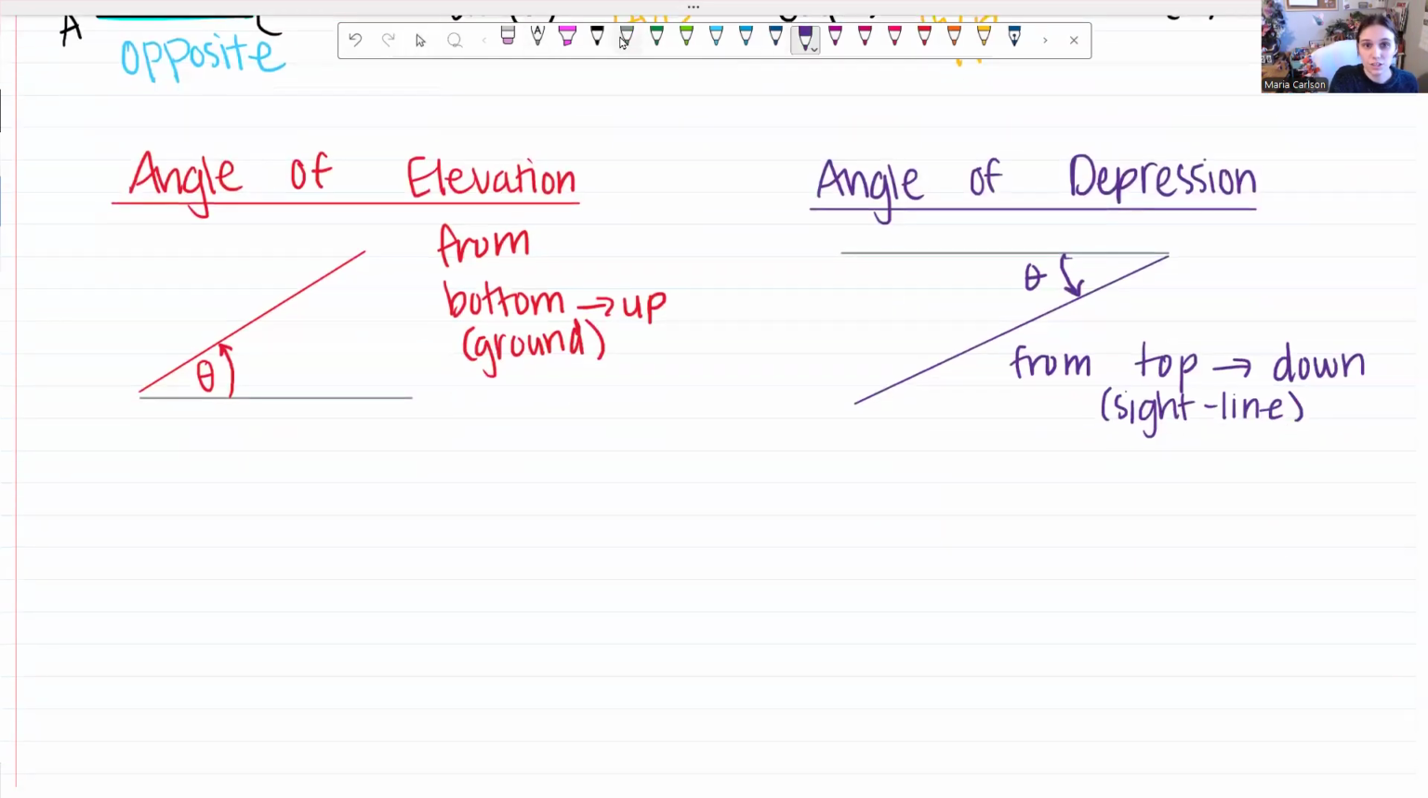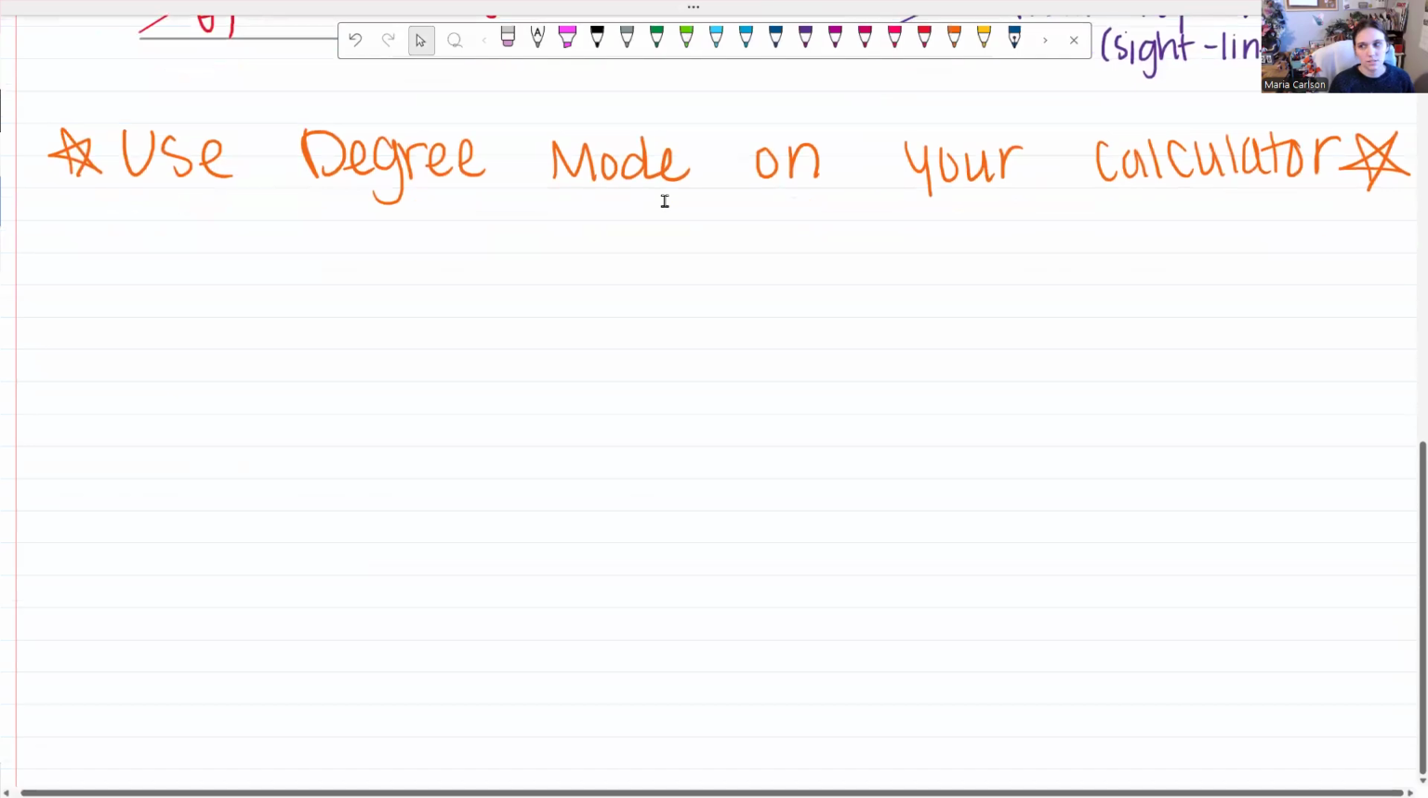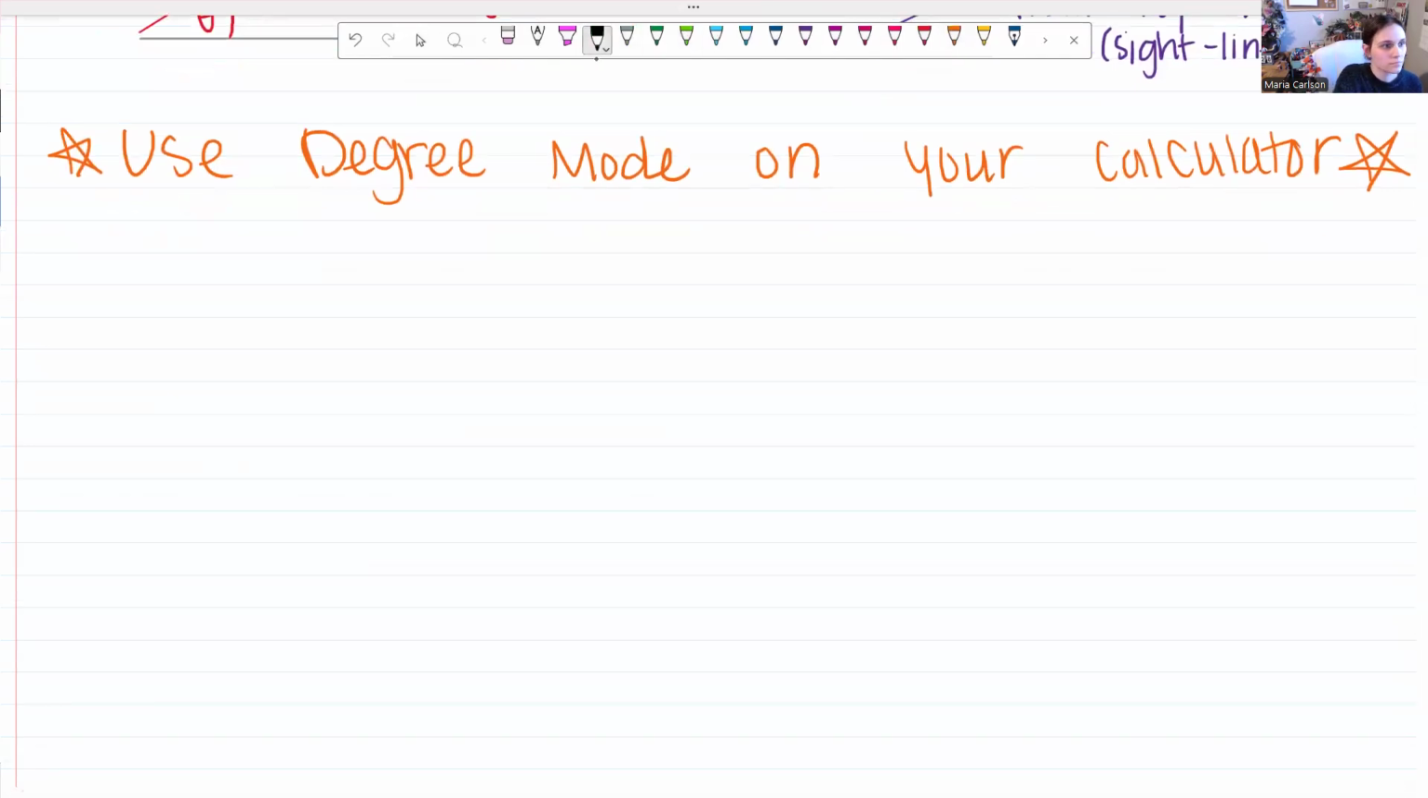And let's just make a very, very important note here. In these trig problems, use degree mode on your calculator. Set it to degrees. Let's look at some examples. There is a difference between radians and degrees. We're going to look at that in a second. But right now we are just working in degrees.